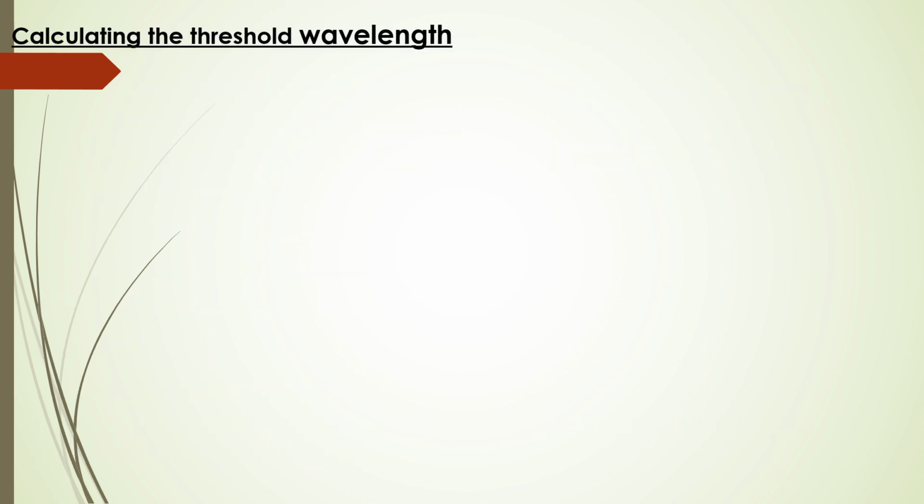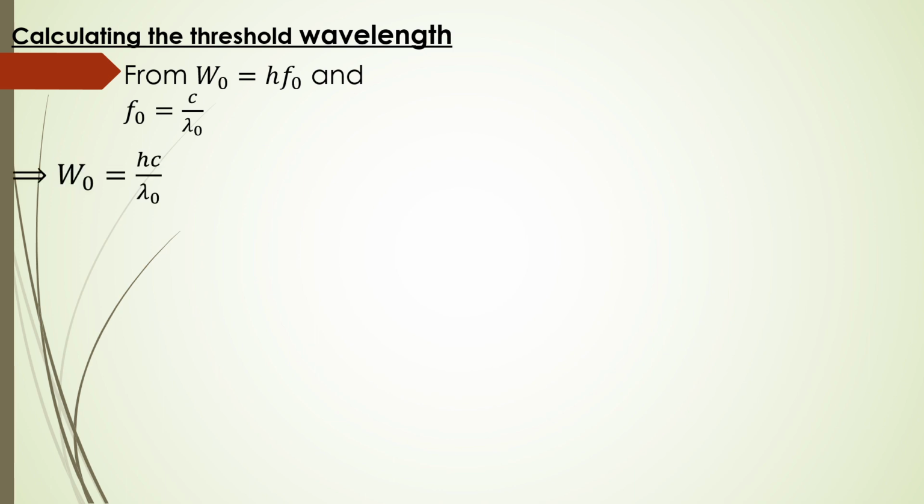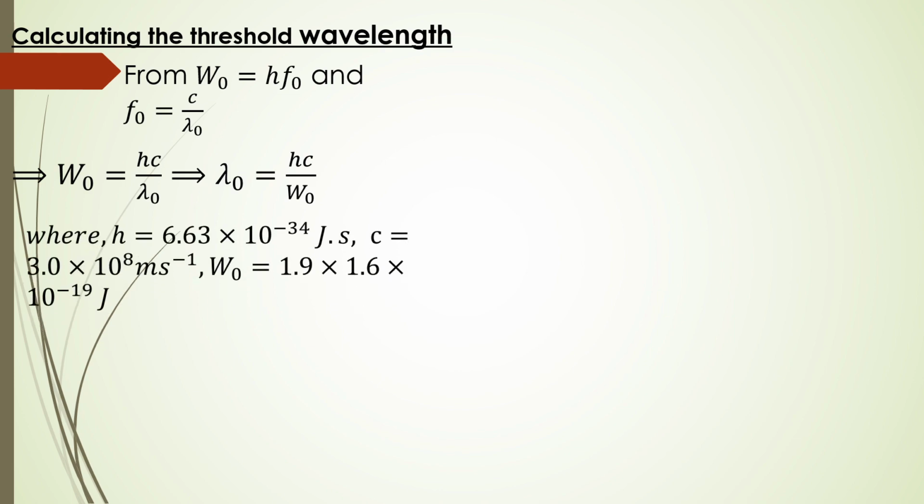So we go to the calculation of the threshold wavelength. We know that the work function W0 is equal to h f0, and we also know that f0, which is the threshold frequency, is equal to the speed of light over the threshold wavelength. So we make the threshold wavelength the subject of the formula. We're going to have that the threshold wavelength is hc over W0. Now they've given us W0 in the question.